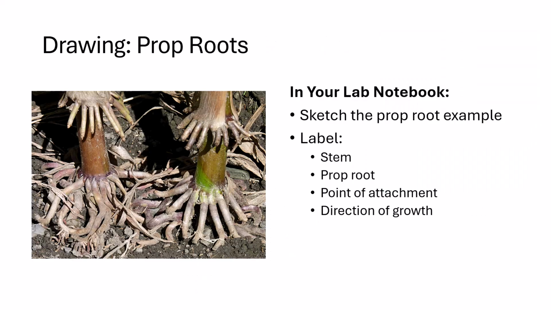In your lab notebook, sketch one of the prop root examples you see. Label the stem, the prop root, the point where the root attaches to the stem, and the direction the root grows into the soil. Again, focus on showing the structure clearly rather than making a perfect drawing. Pause here while you complete your sketch.